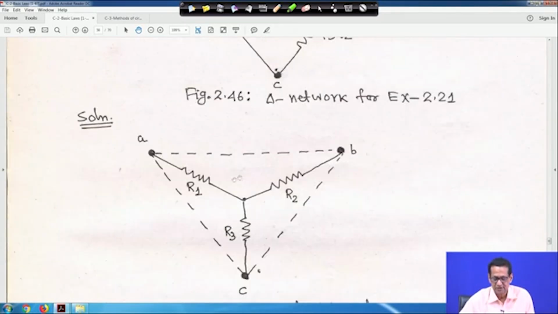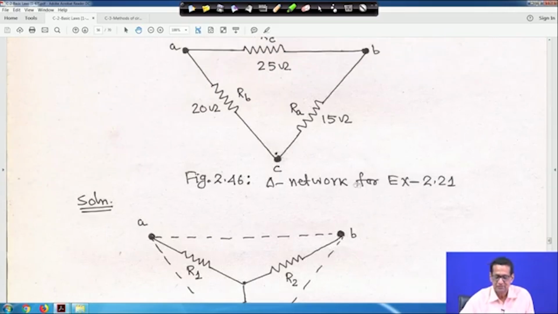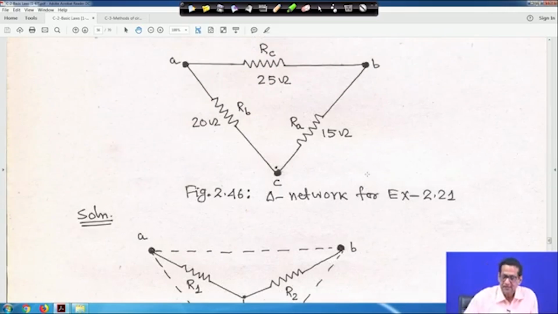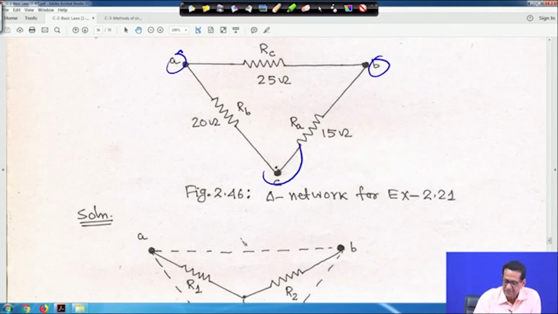So, this is actually drawn as R1, R2, R3. Just hold on, this is RC, no. So, A, B, C, A, B, C all are marked. A to B, here it is RC, and this branch is RA for delta and this branch is RB, right. So, it is 25 ohm, 15 ohm and 20 ohm, right. I am cleaning it.